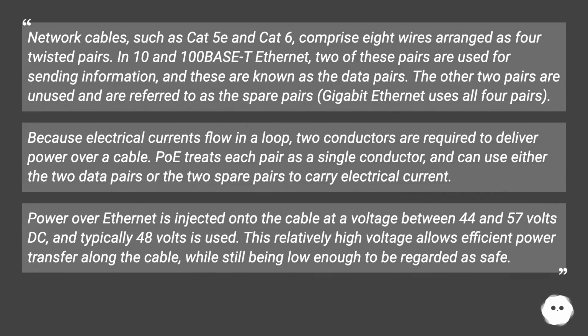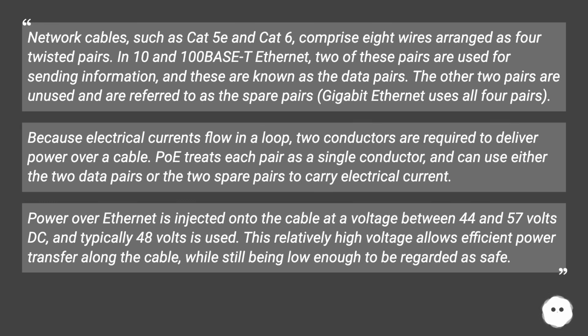Network cables, such as Cat5e and Cat6, comprise 8 wires arranged as 4 twisted pairs. In 10 and 100BASE-T Ethernet, 2 of these pairs are used for sending information, and these are known as the data pairs. The other 2 pairs are unused and are referred to as the spare pairs. Gigabit Ethernet uses all 4 pairs. Because electrical currents flow in a loop, 2 conductors are required to deliver power over a cable. PoE treats each pair as a single conductor and can use either the 2 data pairs or the 2 spare pairs to carry electrical current.